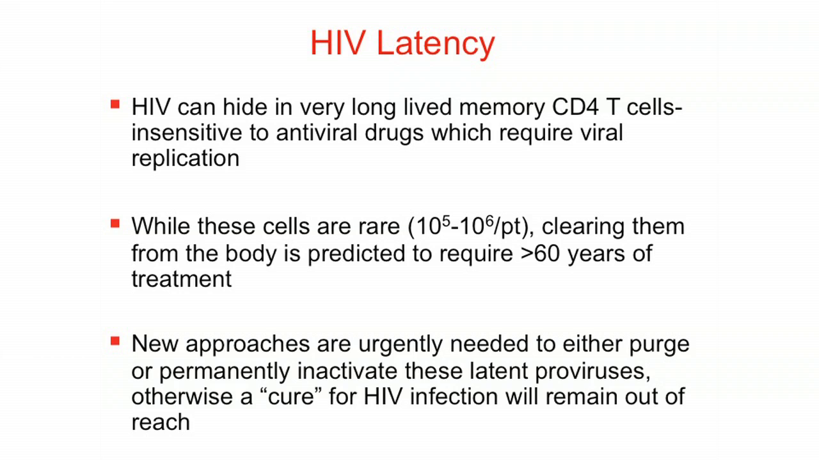Now, as Siliciano has suggested, HIV can hide in very long-lived memory CD4 T cells that are insensitive to viral drugs. His estimate at the time was that there are basically 10 to the 5, 10 to the 6 cells. We actually disagree with this number a little bit. Together with Paul Lewis, we think that the level is about 10 to the 8 in rhesus macaques, by studies I'll go into in a moment. So there's basically 100 times more of the latent reservoir. And a new approach is obviously urgently needed to either purge or permanently inactivate these proviruses. Otherwise, the cure for HIV infection would remain out of reach.